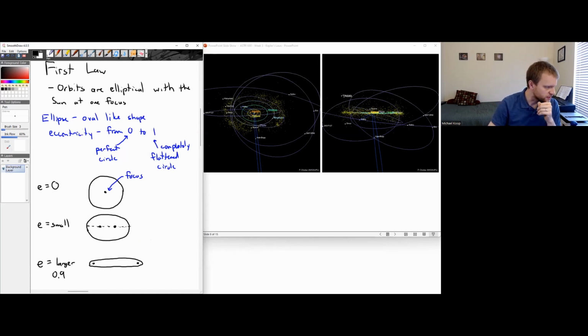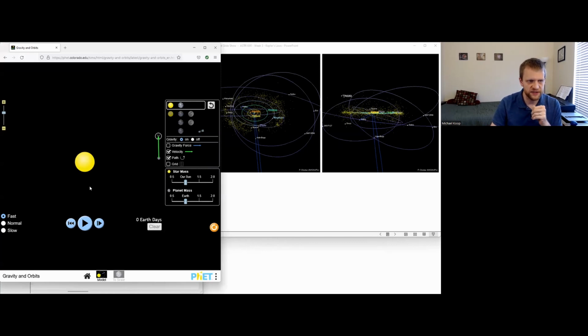We can actually simulate this. This is the PhET simulation for gravity and orbits. If you want to play around with this simulation yourself, if you just Google PhET orbits, P-H-E-T and orbits, you can find this program. It's free. You can play around with it all you want.